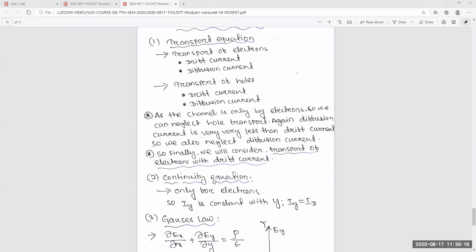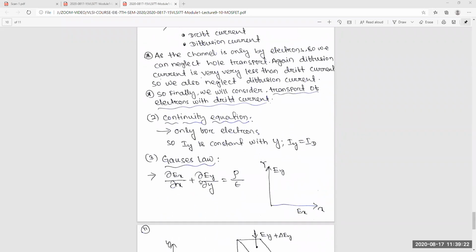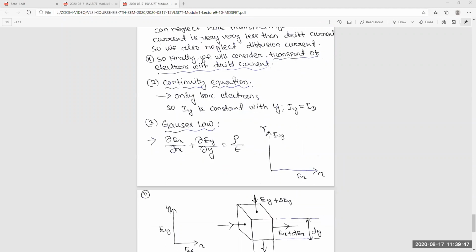Then Gauss's law, ∂Ex/∂x plus ∂Ey/∂y is equal to rho by epsilon. Because this direction is your y and this is your x, this is the summation. The charge depends on the influence of the electric field in the x direction and the electric field in the y direction. Whatever changes in the charge, that is the charge change. These three equations will be used.